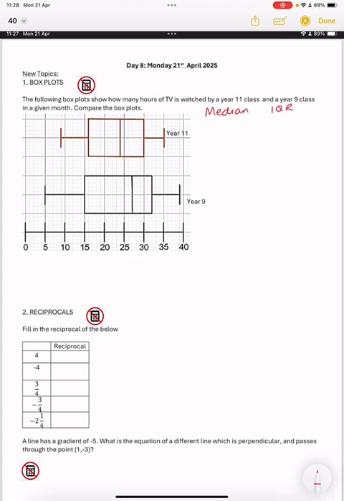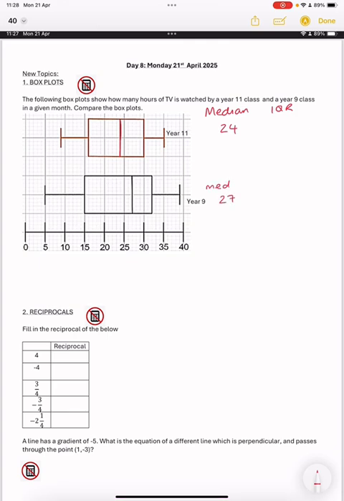So firstly, the median is the line literally in the middle of the box. So for this year 11 here, I can see they have got a median of 24. And then for the year 9 class, we've got a median of 27.